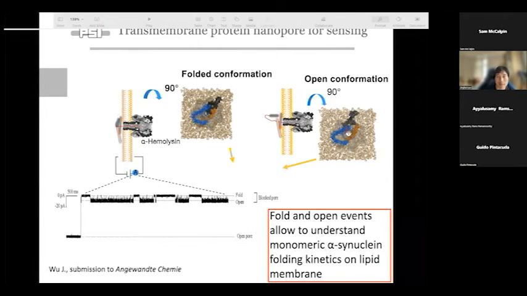When the alpha-synuclein protein doesn't interact with lipid membranes, it usually can fold on top of the nanopore. Once it interacts with lipid membranes, we would see more current. So we can assign the two different conformations to the two different current levels. From these two levels, we are able to understand the interaction kinetics between alpha-synuclein and the lipid membranes.